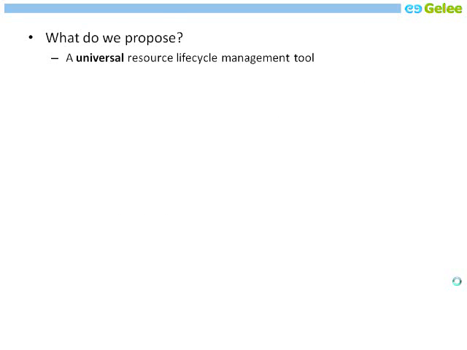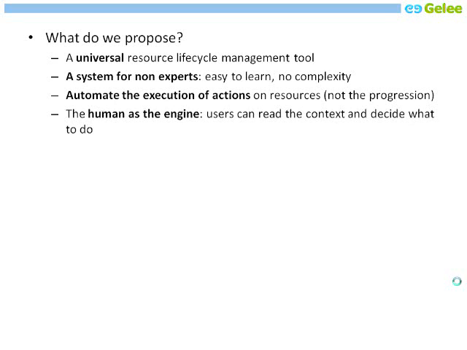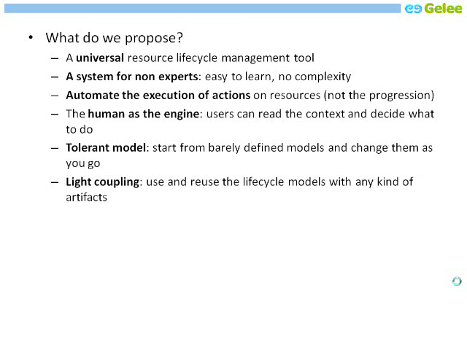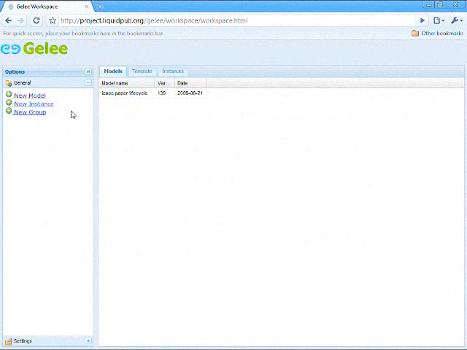We propose a universal resource lifecycle management tool, a system for non-experts, easy to learn, non-complex, to automate the execution of actions on resources without the progression, so the human is the engine. Users can read the context and decide what to do. A tolerant model, to start from barely defined models and change them as we go. Loose coupling, to use and reuse lifecycle models with any kind of artifacts. So from the infrastructure point of view, what we refer is a hosted web-based tool, lifecycle management as a service, and also transparent extensibility. So let's see Gelee in action.